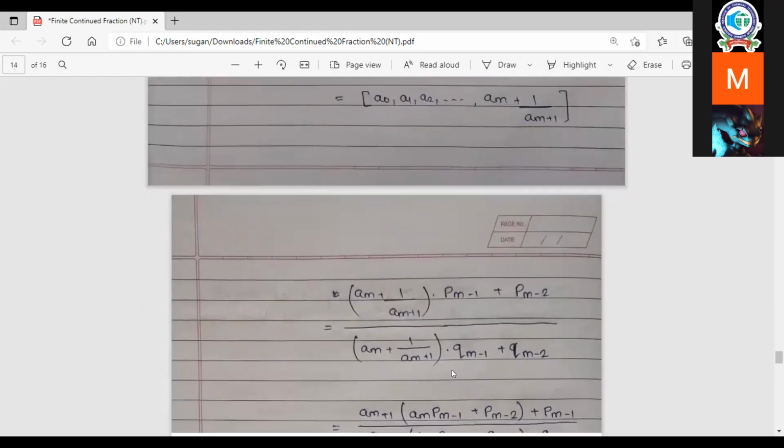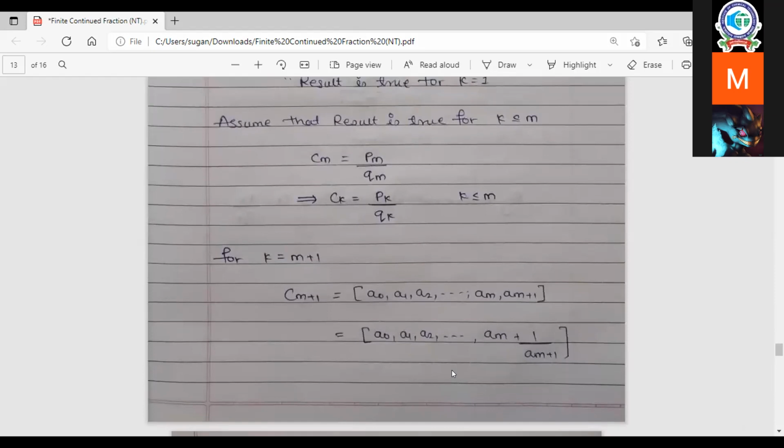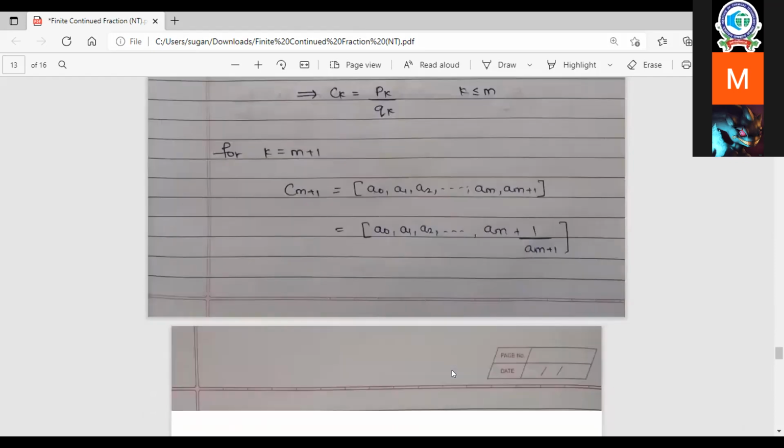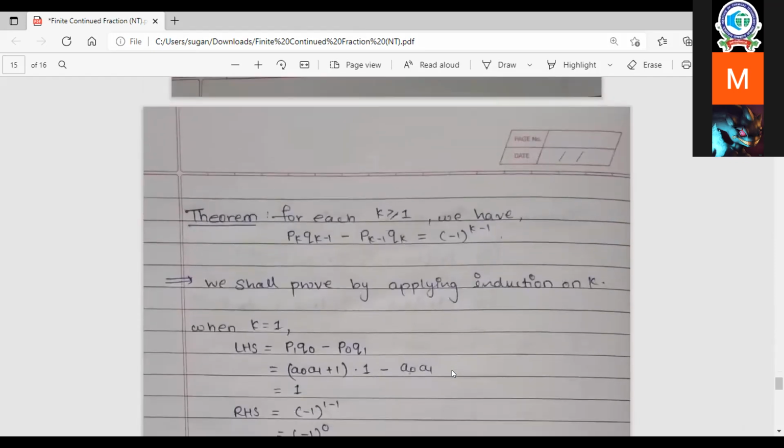Tell me what the properties of these convergents are. State them first, do not prove them. These are properties of the Ps and Qs. So Pk Qk minus 1 minus Pk minus 1 Qk is equal to minus 1 whole power k minus 1. That is, if you take that as a matrix, the determinant is plus or minus 1, so these are unimodular matrices. Okay, this is one result. What is the next result?